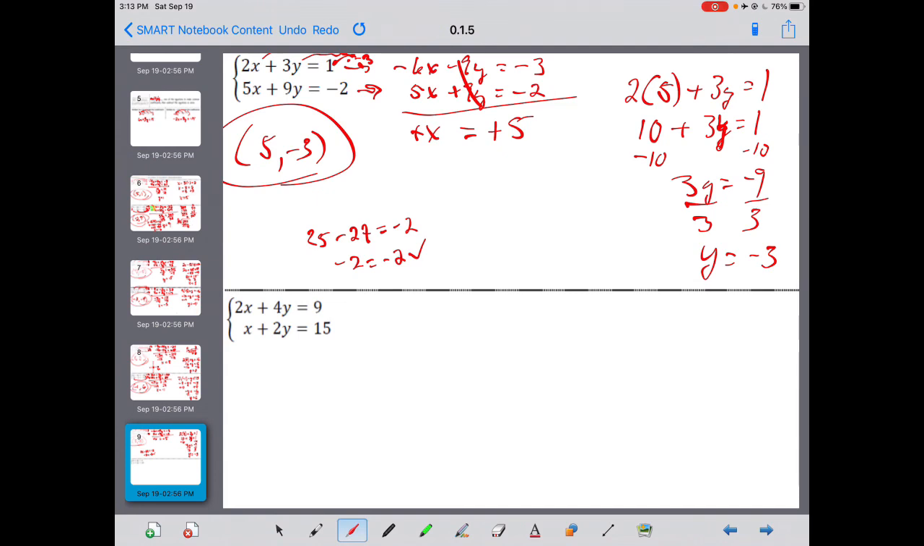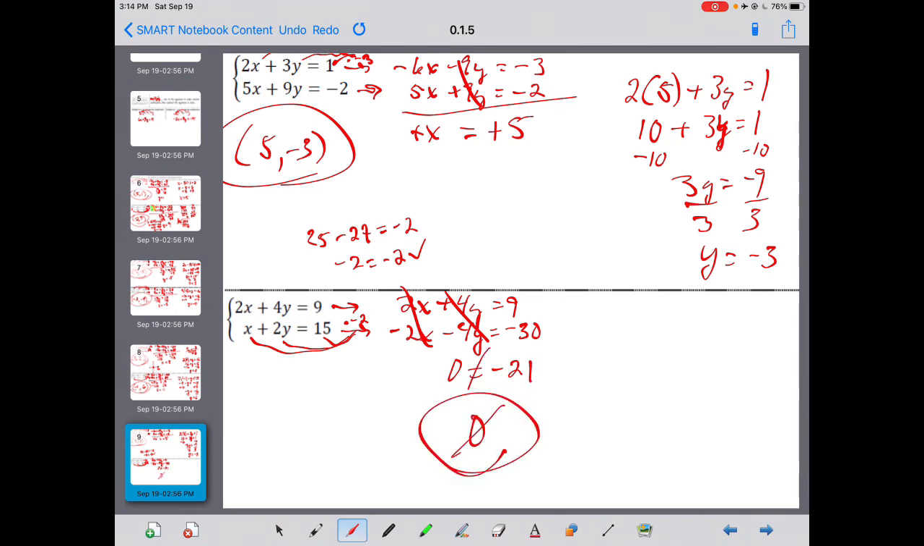This last one. What I see is a 2 can become a 4 and a 1 can become a 2. So it doesn't really matter. I'm going to multiply the bottom one by a negative 2. Top one just comes across. 2x plus 4y equals 9. X times negative 2 is negative 2x. 2y times negative 2 is negative 4y. I think you see. 5 times negative 2, negative 30. 0 equals 9 and negative 30 is negative 21. 0 does not equal negative 21. No solution. That means they're parallel lines.